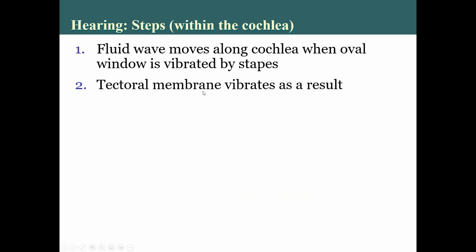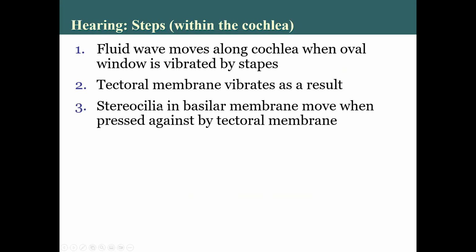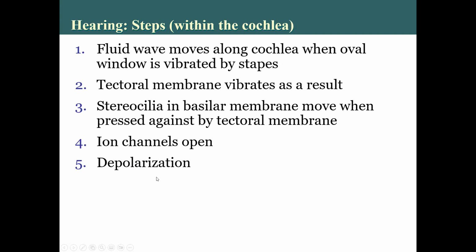The tectorial membrane vibrates as a result. This is the membrane that's on top of the basilar membrane. So the stereocilia that are sticking out of the basilar membrane flex when the tectorial membrane presses against them. And when they flex, something happens. That causes ion channels to open, usually sodium channels, and that causes the membrane potential to change. And you get depolarization. But remember, it's not the same depolarization that you would get in an axon. It's a different kind of depolarization.